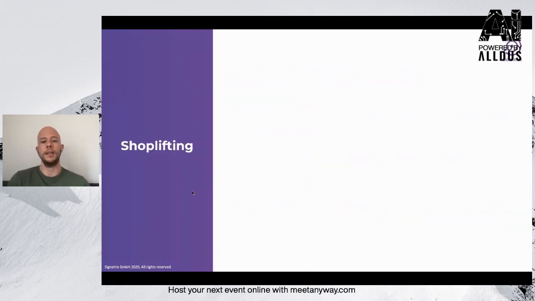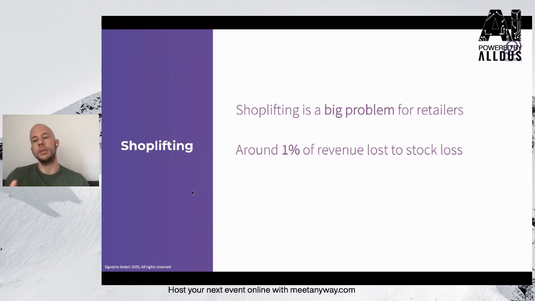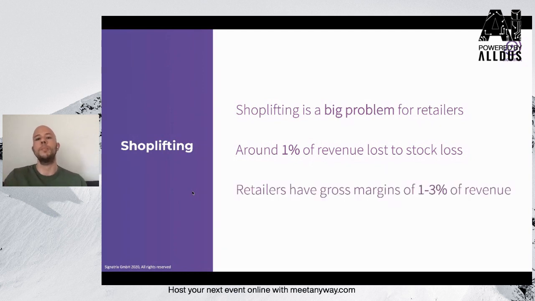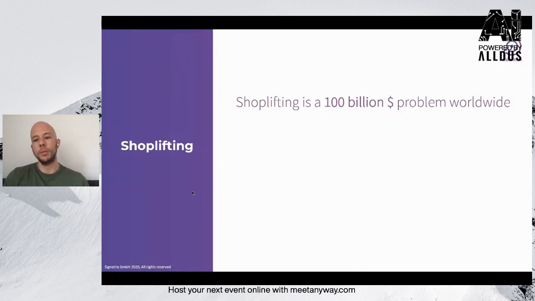All right, and so our go-to market has been with shoplifting. Why is that? The first thing is shoplifting is a big problem for retailers. They lose around 1% of their revenue to stock loss. That's for grocery stores, which are our main customers. That doesn't sound like a lot, but on the other hand, they have 1-3% in gross margin. That means that if you can get rid of shoplifting, you would potentially double their earnings more or less, and that would be pretty nice. And so in all, it's a $100 billion problem. So it's big, right? That's nice if you want to build a startup.